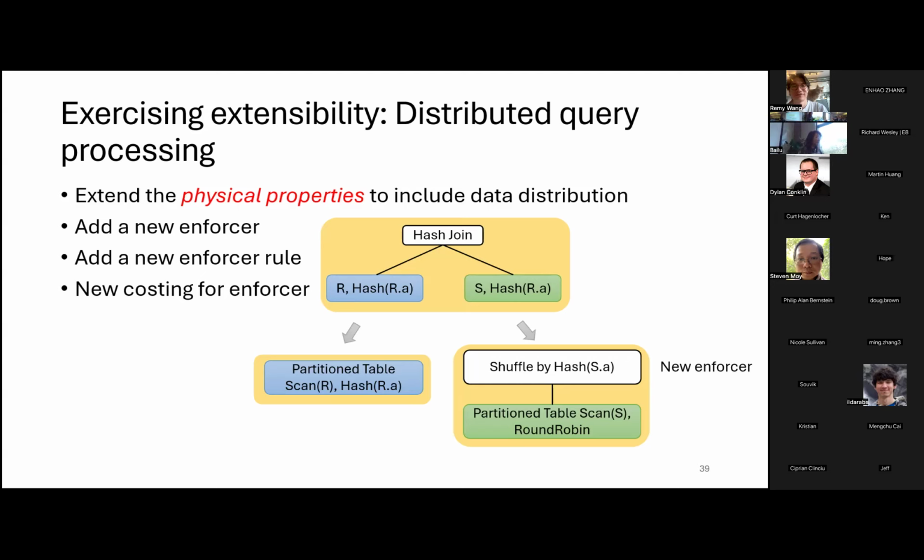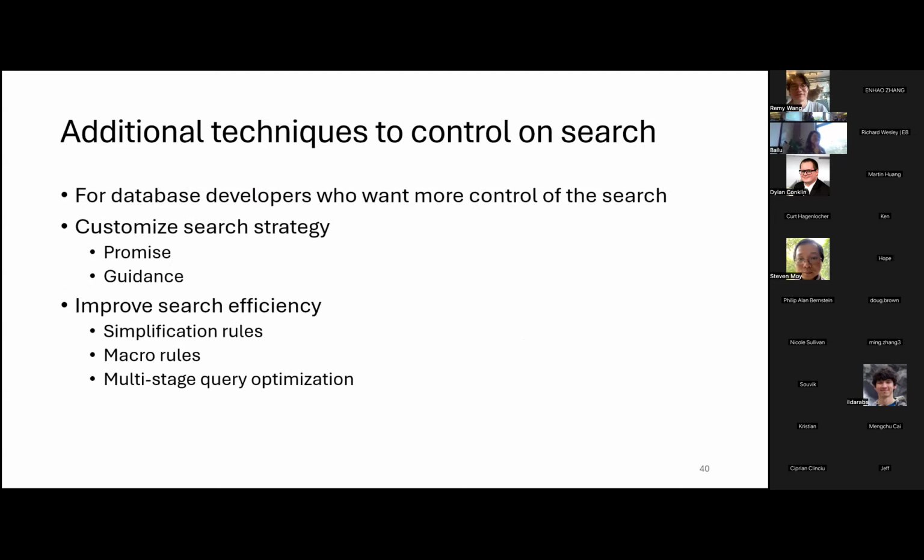Okay. We still have some time, so I'm going to move on to talk about some quote-unquote additional techniques to further control the search. All these techniques are mostly for database developers who want more control over how to drive the search in the system. I will be talking about two categories of techniques. One is how to customize the search strategy. The other is how to improve the efficiency of the search. All these techniques have been implemented and used in some of the commercial database systems.